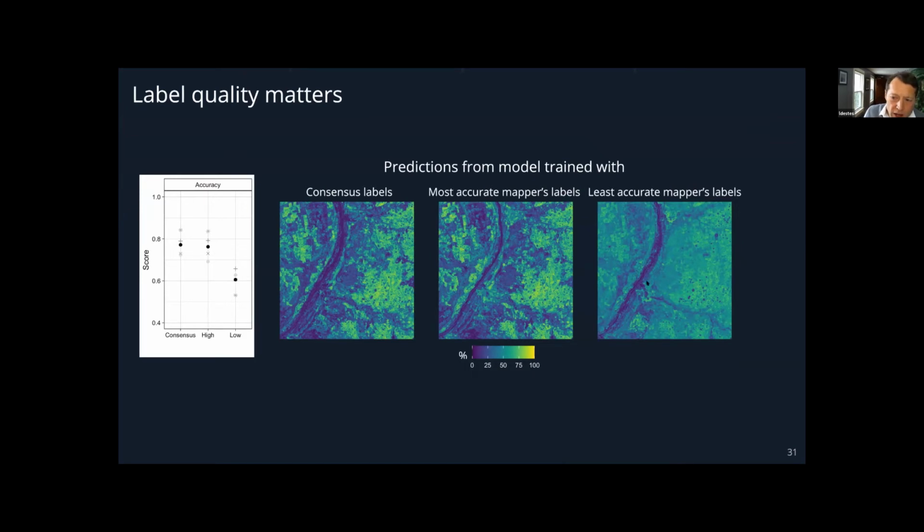So if we train a model, this is the random forest here, with the least accurate mappers' labels, we get a map that looks very uncertain and can't really recognize the fields well. You compare that to models trained with our consensus labels, it looks a lot sharper, and it's about 15 percentage points more accurate. And so that's a big difference. The problem now is we're finding that the promising UNet approach is probably even more sensitive to the label quality. So we have to remap everything much more carefully now to get good training data.